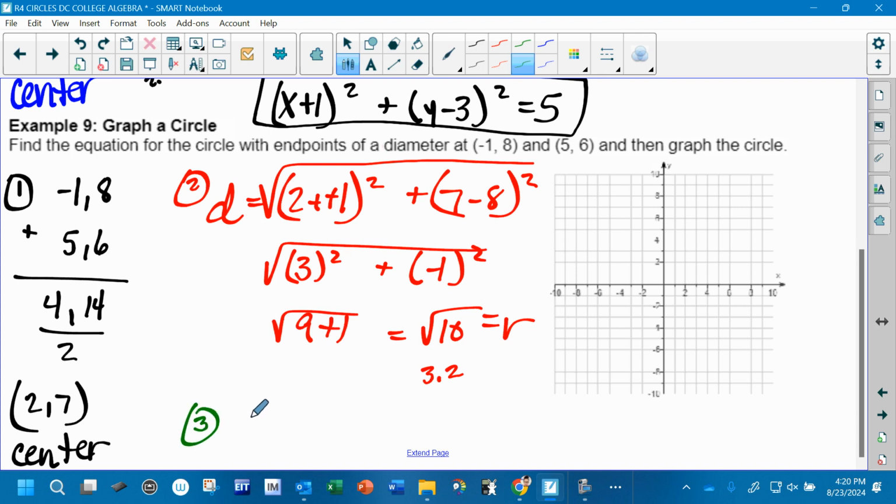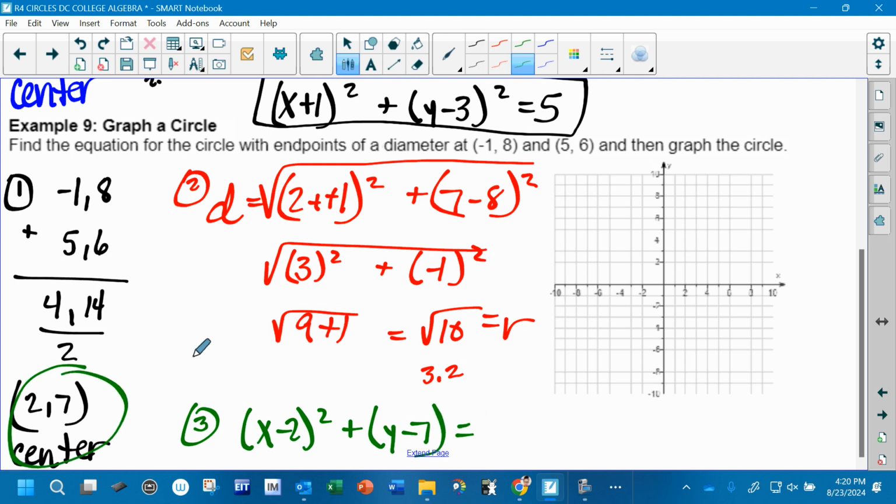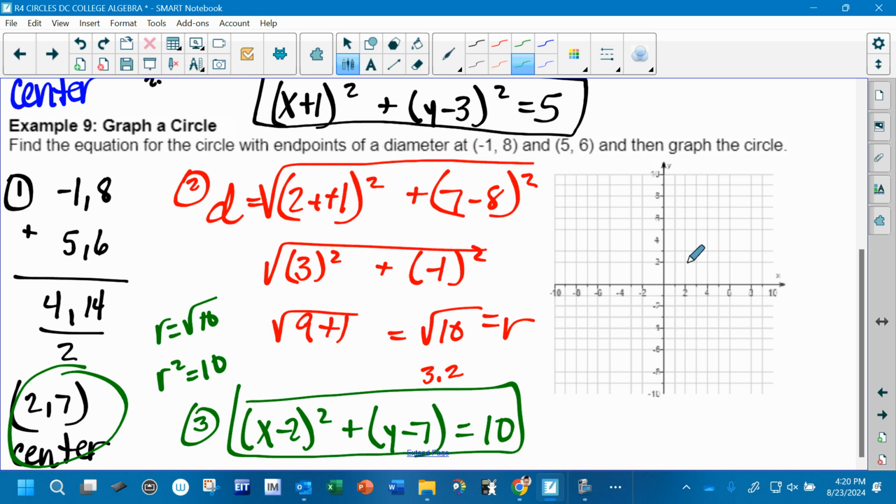But first I'm going to write my equation. So x minus 2 squared, y minus 7 squared, because remember your center is over here. So if r is the square root of 10, then r squared is just 10. All right, so 2, 7, and then 1, 2, 3, 1, 2, 3. And like I said, it's just a generic, so somewhere in there, and that will give you the graph of your circle, the equation of your circle.